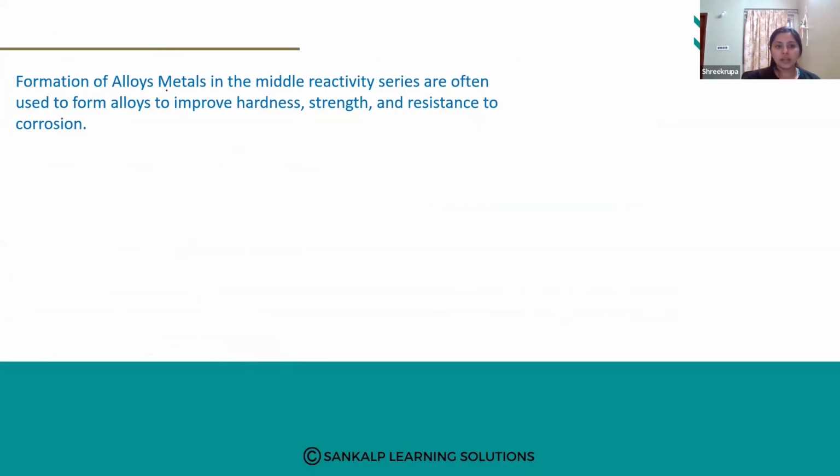And formation of alloys: metals in the middle of the reactivity series are often used to form alloys in order to improve their hardness and strength. If we mix two or more metals, or metals and non-metals, we can improve the strength or resistance. Properties of alloys will be different from the properties metals alone exhibit, correct? So if we mix the metals, their properties will be different. That's why we convert them into alloys.